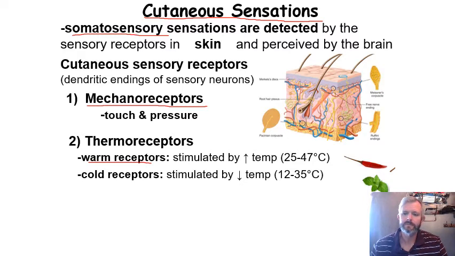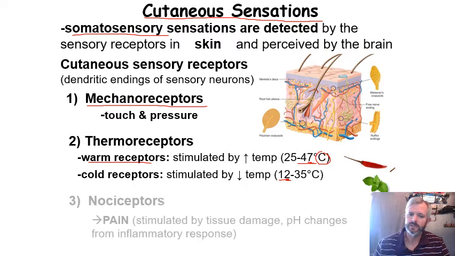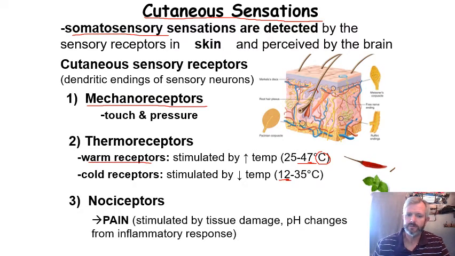Imagine stimuli above 47 or below 12. Those don't elicit a response in the cold receptors per se, but what are they going to elicit a response in? They're going to elicit the response in nociceptors. Nociceptors respond to extreme cold, below this range, and extreme heat, above this range, as well as tissue damage, pH changes, and any inflammatory response. Remember, those nociceptors have multiple modalities to which they respond.